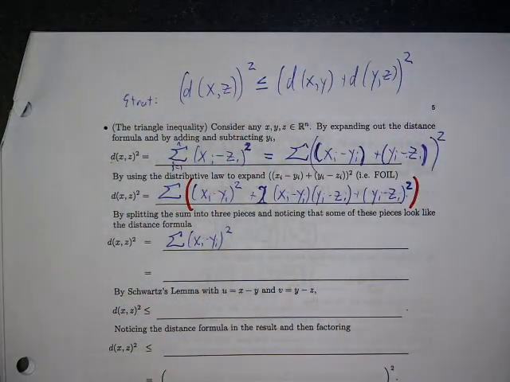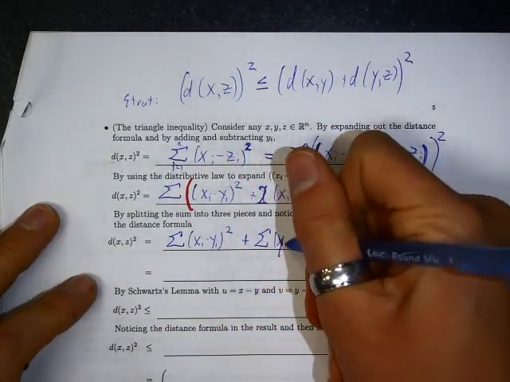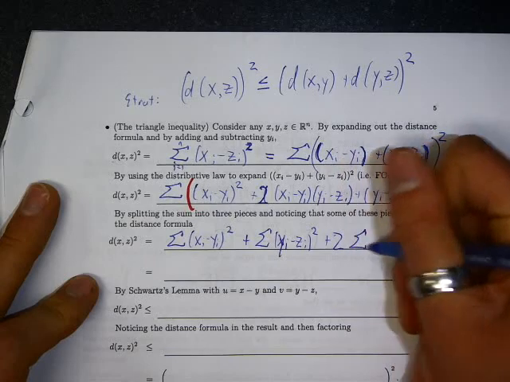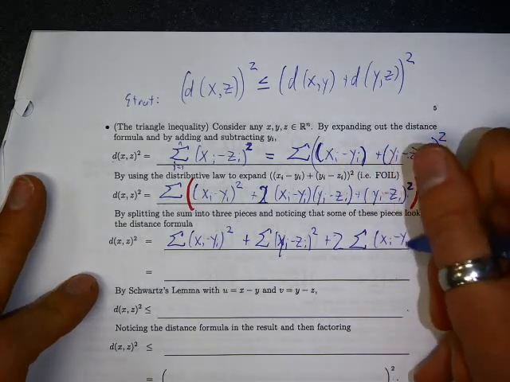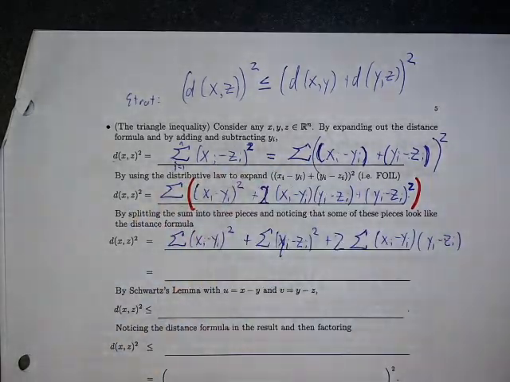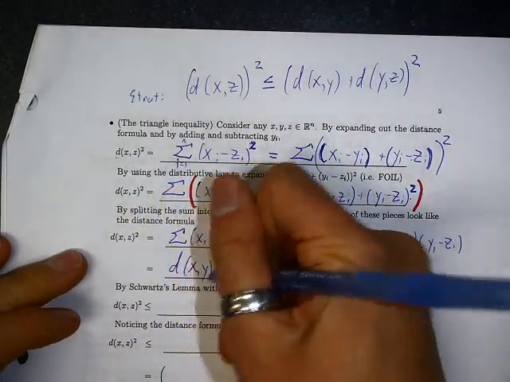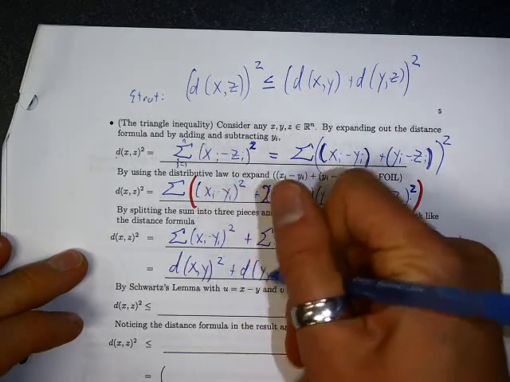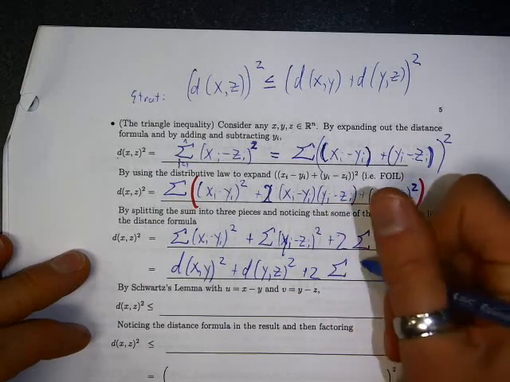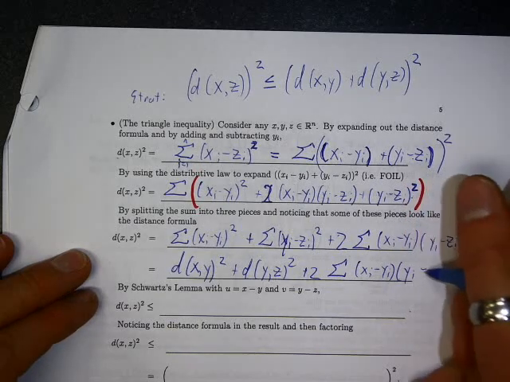Let's draw some big parentheses. Plus the sum of all of the (yi minus zi) squareds, plus 2 times the sum of all of the (xi minus yi) times (yi minus zi). And now I see some distance formulas. Maybe you guys already wrote the distance formula bits in. That's the distance from x to y squared, plus the distance from y to z squared, plus 2 times the sum of a bunch of things that look like (xi minus yi) times (yi minus zi).